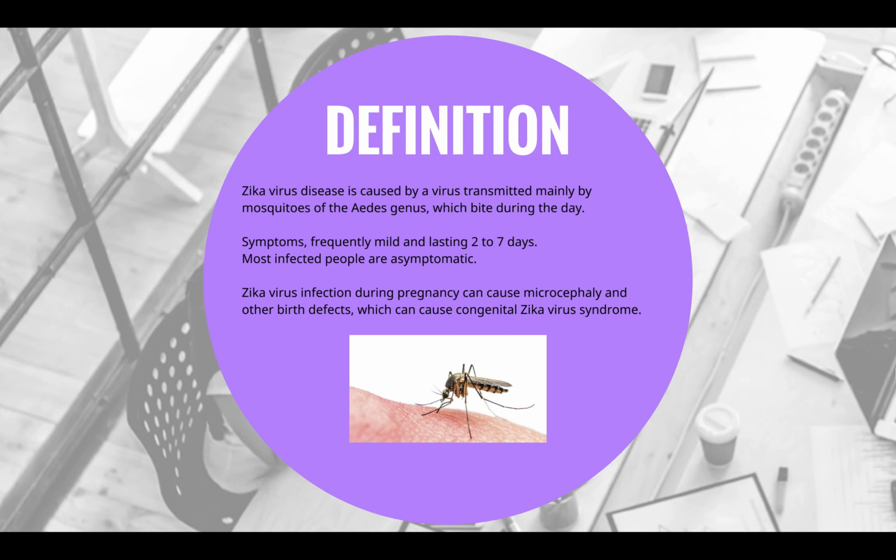Zika virus infection during pregnancy can cause microcephaly and other birth defects, which can cause congenital Zika virus syndrome. The infection is also associated with other complications of pregnancy, such as preterm labor and miscarriages. Infection is associated in children and adults with an increased risk of neurological complications such as Guillain-Barré syndrome, neuropathy, and myelitis.